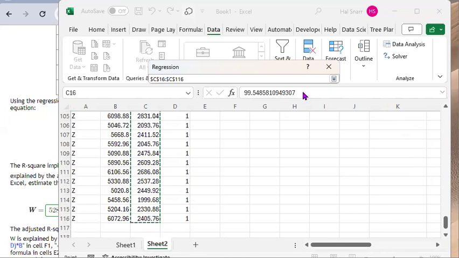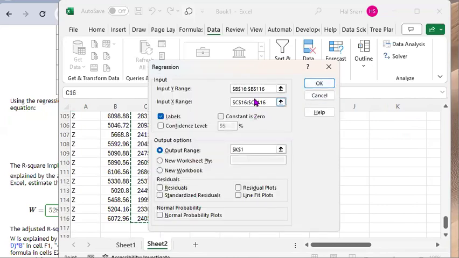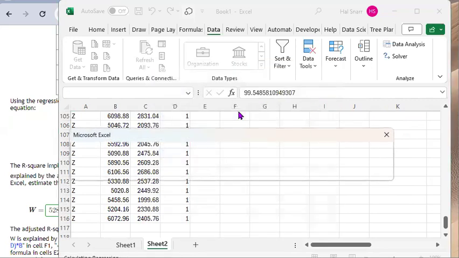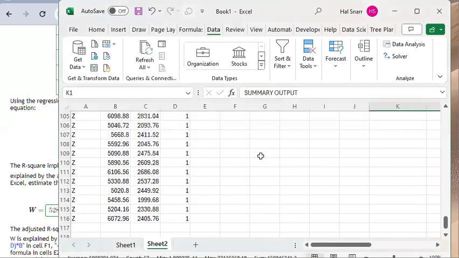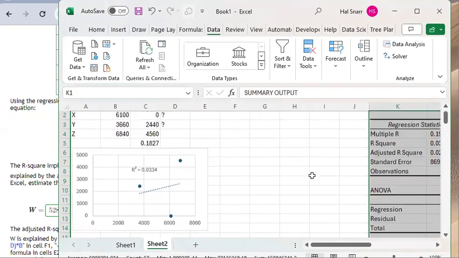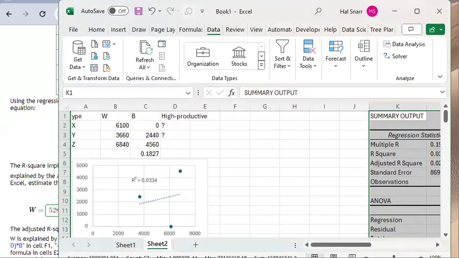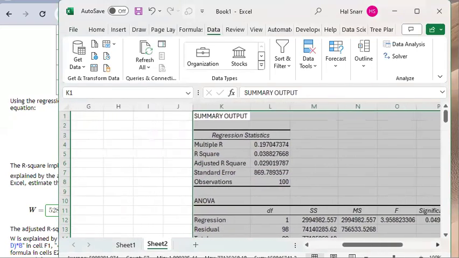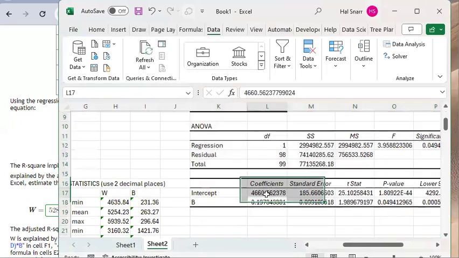We only needed B. So this is my Y variable in column B. I only have one X variable, that's column C. I'll hit OK, and then hit OK here. And you're going to see that we only have one regression variable right now. I forgot to note this earlier.